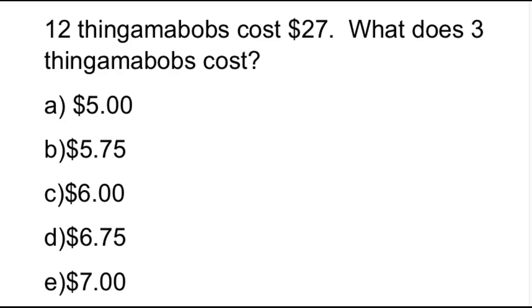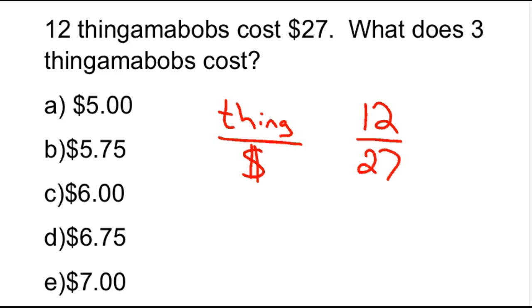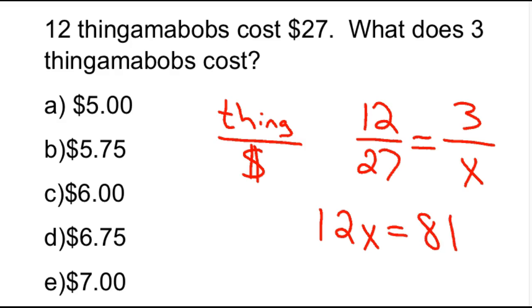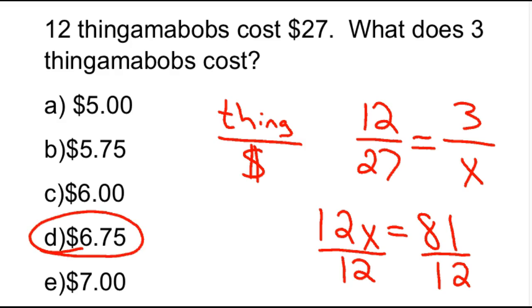So this one I think can be done really well if you think of it as a proportion or a ratio. So I'm going to do thingamabobs over price, and just stay with that ratio. There's lots of other ways to do this, but 12 thingamabobs out of $27, and 3 thingamabobs, what do they cost? So my cost would be x. And then you can quickly cross multiply and divide. So 12x equals 81, and then you would divide by 12. There's lots of tricks to do this, but basically what I was doing was getting common denominators or cross multiplying to do this really quickly. So it's 81 divided by 12, which is 6.75.